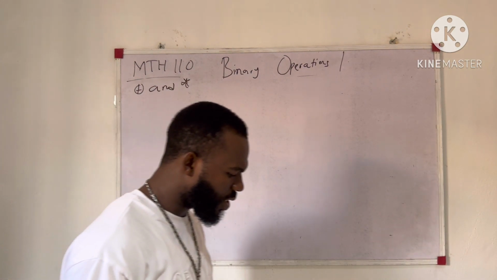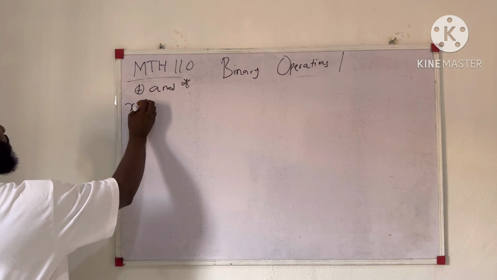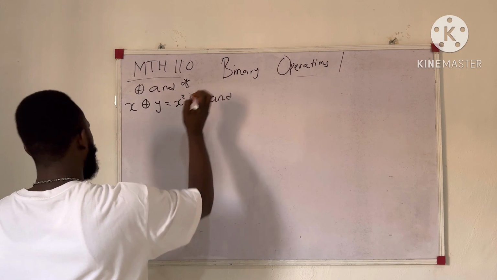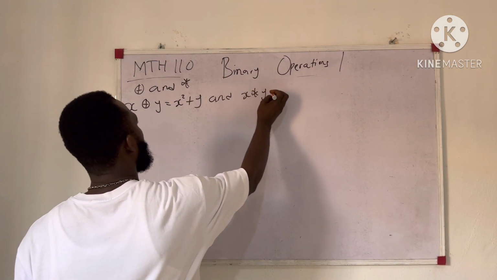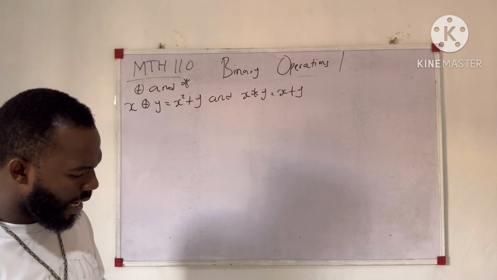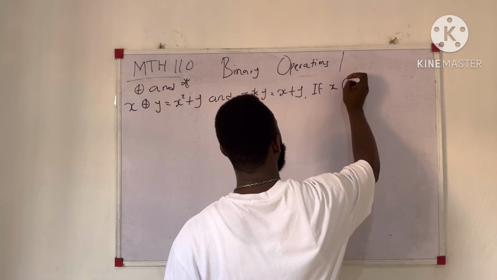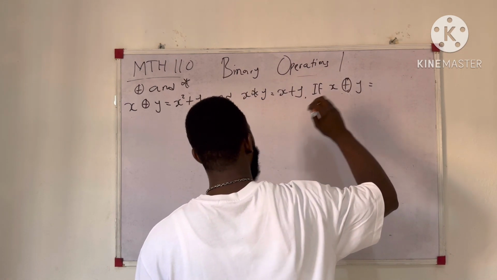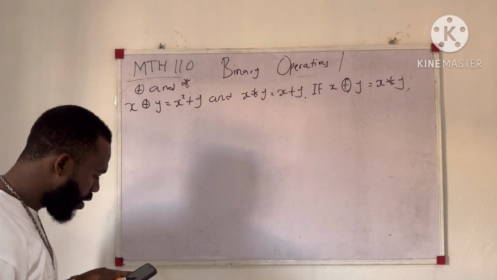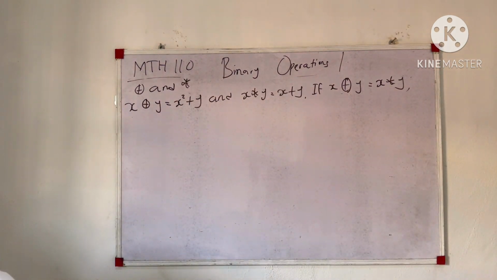Two binary operations are defined on a set of real numbers R such that x operation y is equal to x squared plus y, and the second operation is x operation y equal to x plus y, where x, y are elements of R. Now the question says if x operation y is equal to x operation y, what are the possible values of x?